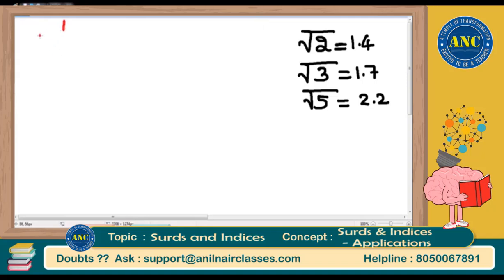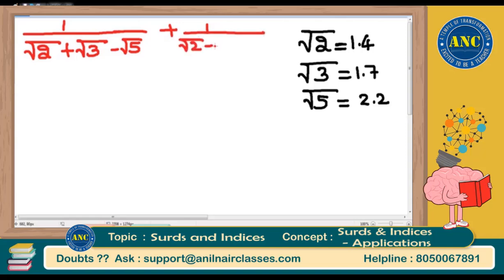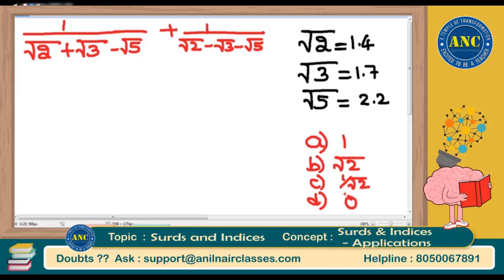Now see here why these values are important sometimes. Square root of 1 by root 2 plus root 3 minus root 5, plus 1 by root 2 minus root 3 minus root 5. I need to simplify that expression. Answer options given in your examination: first option is 1, second option is root 2, third option is 1 by root 2, fourth option is 0. Now listen carefully again, sir. Beautifully you can solve this question if you are aware of these values.